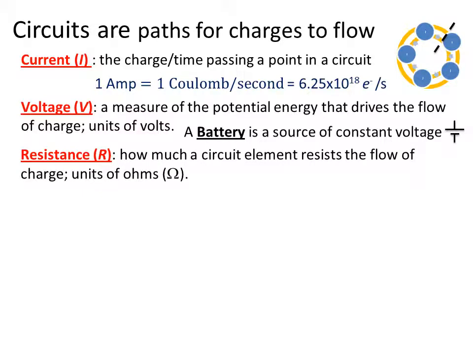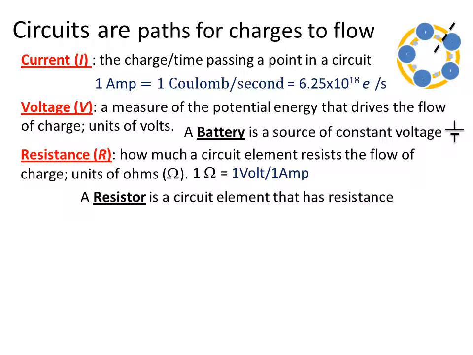Resistance is a measure of how much a circuit element resists the flow of charge. The units of resistance are ohms. In an equation, resistance is usually symbolized by a capital R. The units: 1 ohm is equal to 1 volt per 1 amp. A resistor is a circuit element that has resistance, and it's symbolized by the jagged line to the right in a circuit.